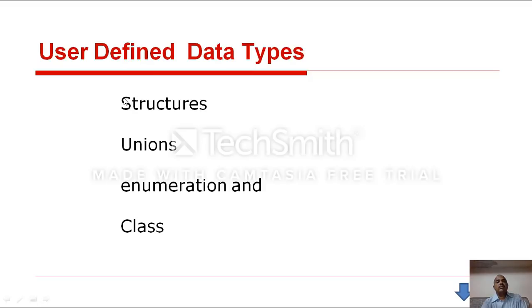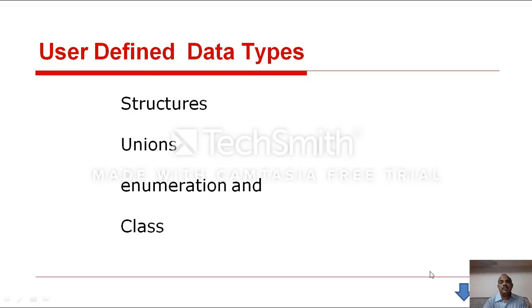Here a structure is nothing but a collection of different data items. Simply, a structure is a heterogeneous data structure. Structures and unions are the same, but what is the difference between structure and unions?